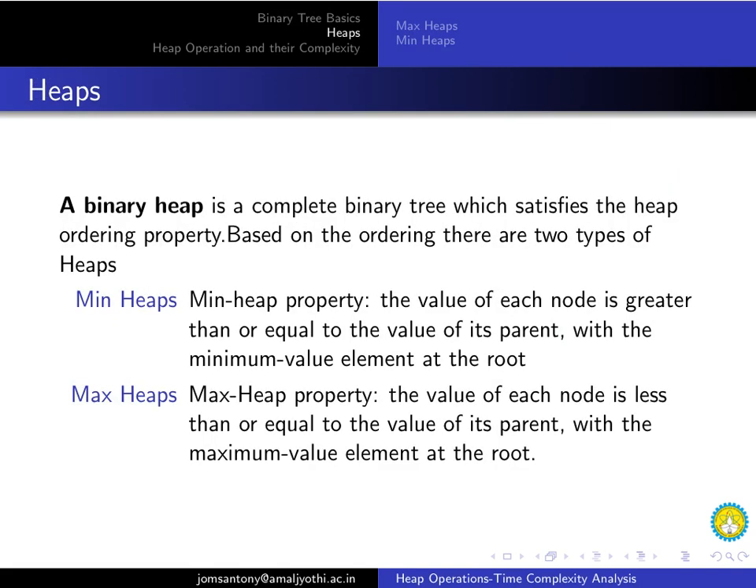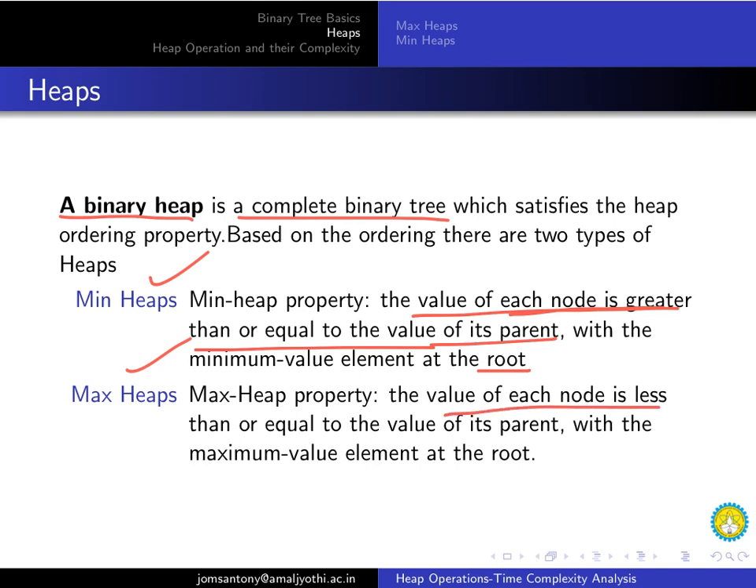Now let us try to understand what is a binary heap. As told earlier, it is a complete binary tree which will satisfy the heap ordering property. Based on the ordering, there are two types of heaps, min heaps and max heaps. In a min heap, the value of each node will be greater than or equal to the value of its parent. And so, the minimum value will be stored in the root. Similarly, in a max heap, the value of each node is less than or equal to the value of its parent. So, the maximum value will be stored in the root.